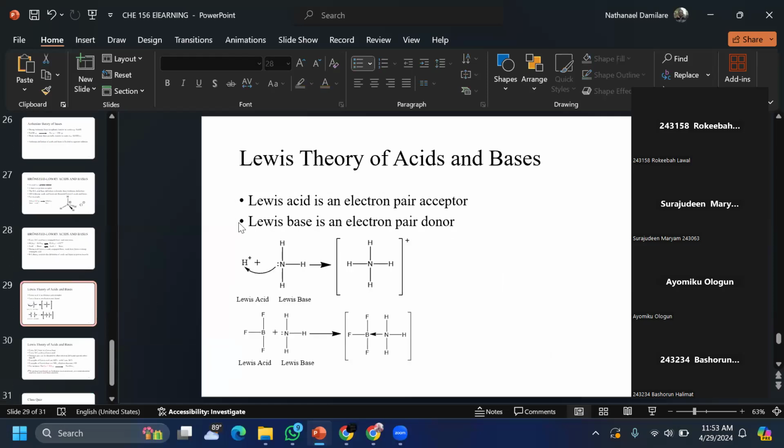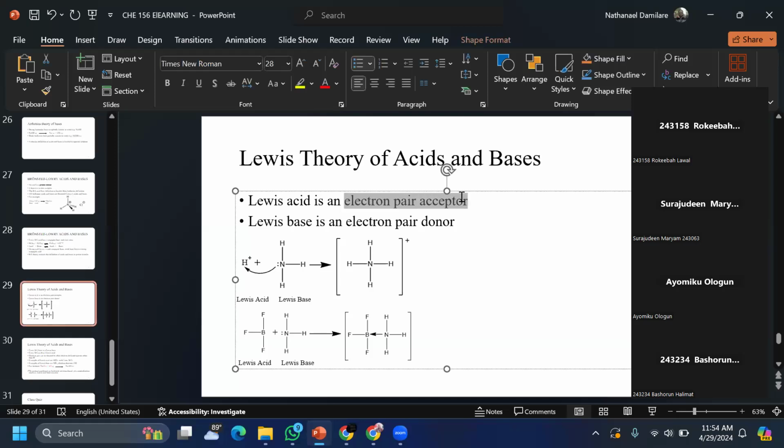And we have the Lewis theory of acids and bases. Arrhenius' theory talks about donating hydrogen ion or hydronium ion in solution. Bronsted talks about protons, proton transfer, proton acceptor, or proton donor. But in terms of Lewis theory, Lewis looked at an acid or a base as a substance that can transfer electrons, whether it can accept an electron pair or donate an electron pair. So a Lewis acid is an electron pair acceptor.